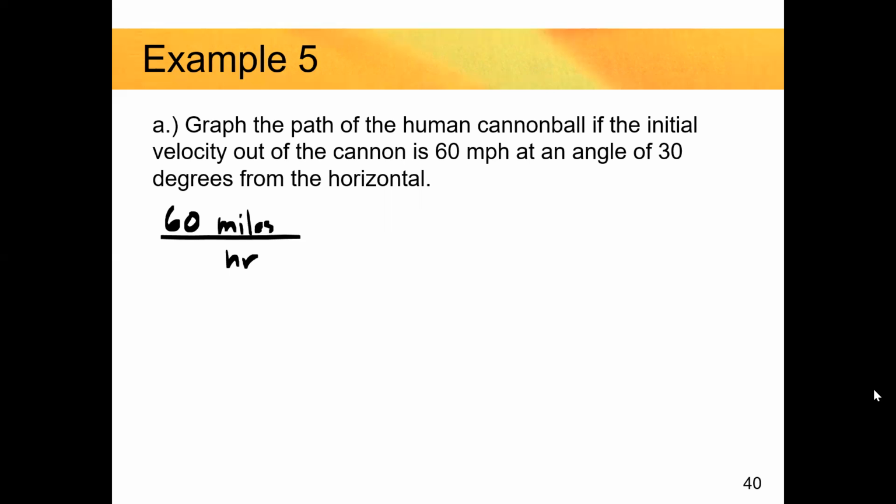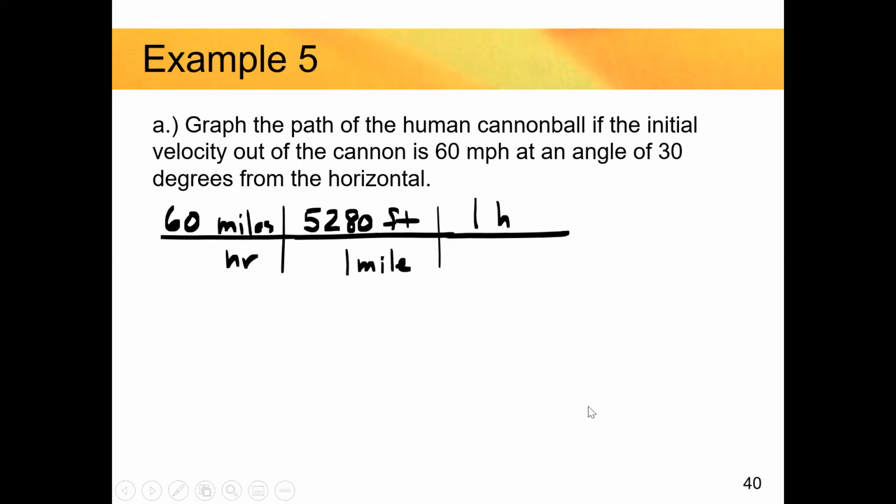Let's see, we got miles per hour. We got to go all the way to feet per second. So I guess, let's see, feet per mile. We can cancel out the miles at this point right there. That's cool. Won't be as complicated, how about that? Hours, let's get to seconds. So how about 1 hour, 60 minutes.